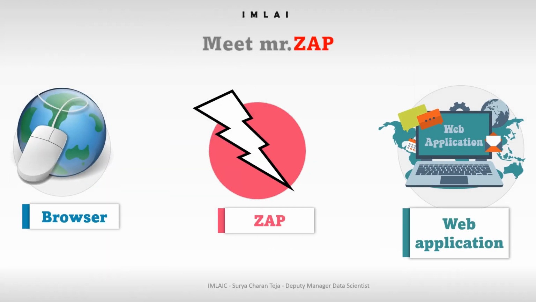So ZAP, Zed Attack Proxy, is a free, open source penetration testing tool being maintained under the umbrella of the Open Web Application Security Project, OWASP. ZAP is designed specifically for testing web applications and is both flexible and extensible. At its core, ZAP is what is known as a man in the middle proxy.